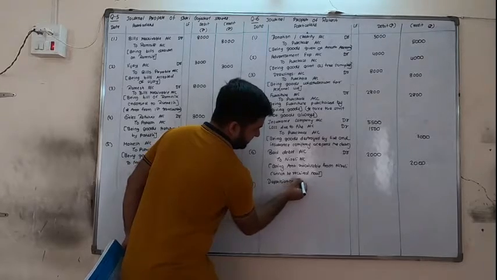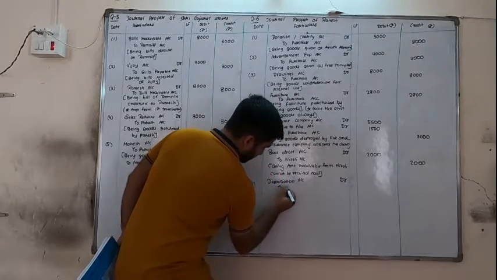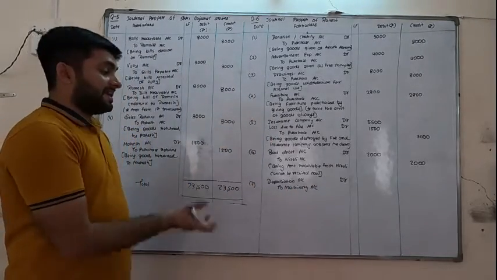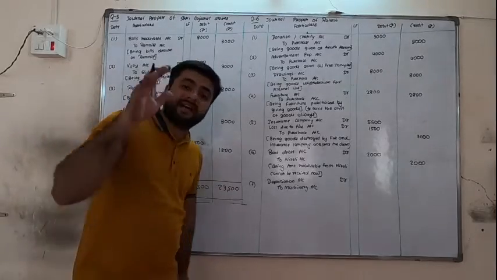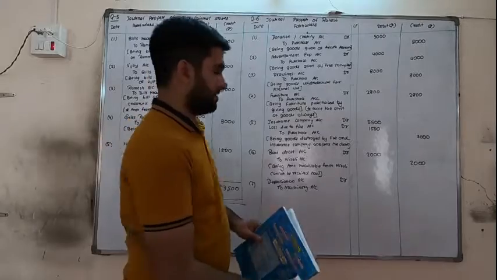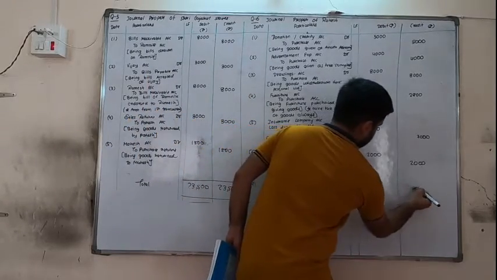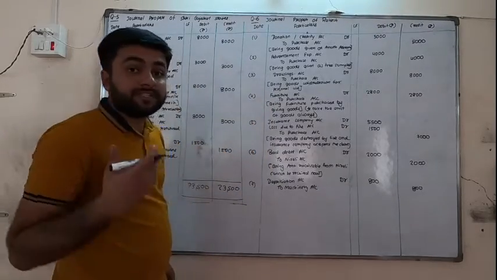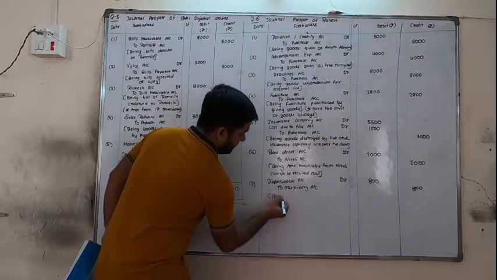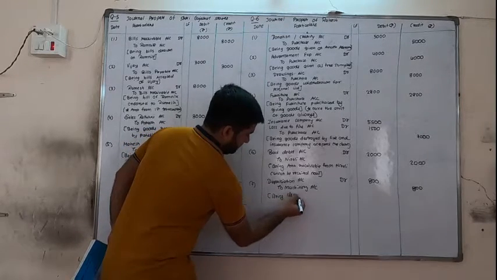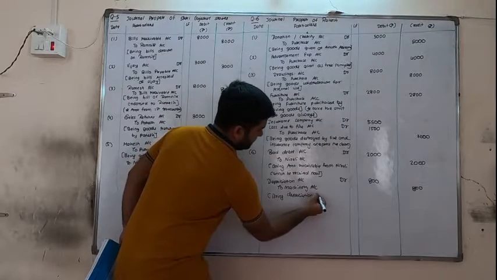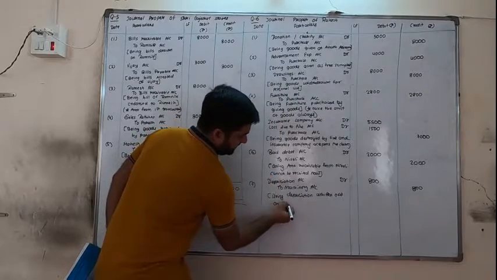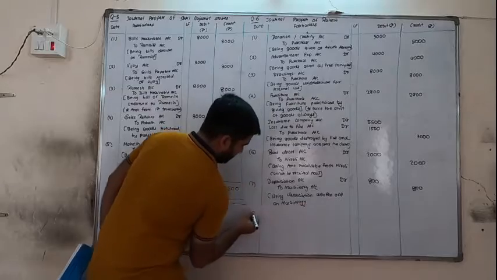So this entry is very easy. Depreciation account debit to machinery account. Why depreciation is debited? Because it is a type of expense or loss, and due to this machine's or asset's value is decreasing, so we are writing on credit side rupees 800. Or else we can know that depreciation is calculated on machinery. So depreciation debit, and on which it is calculated should be credit. Being depreciation written off. Written off means considered or calculated on machinery.